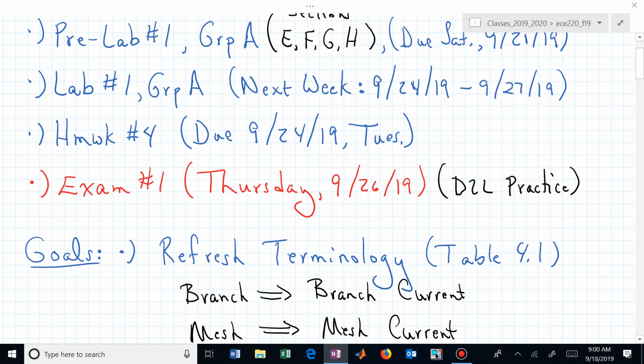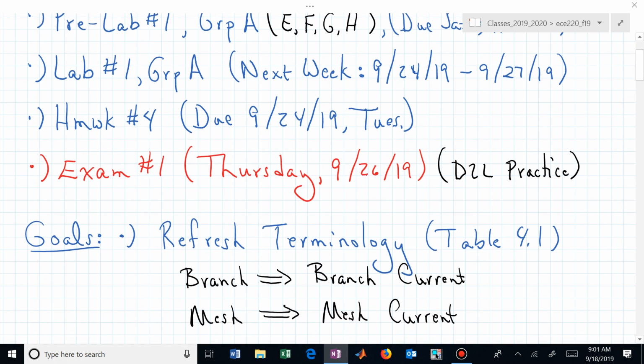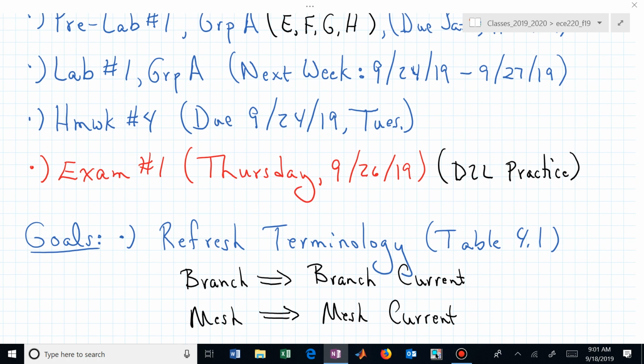Next week is when Group A begins Lab 1 based on your pre-lab, and that will be Tuesday through Friday at your assigned day, depending on your section. Homework 4 is dealing with Chapter 4 material, and in particular node voltage analysis.